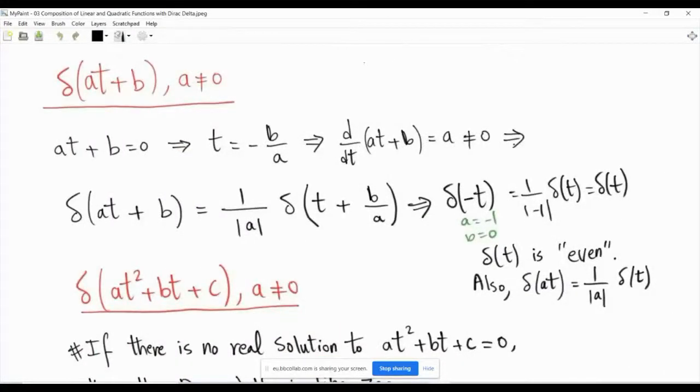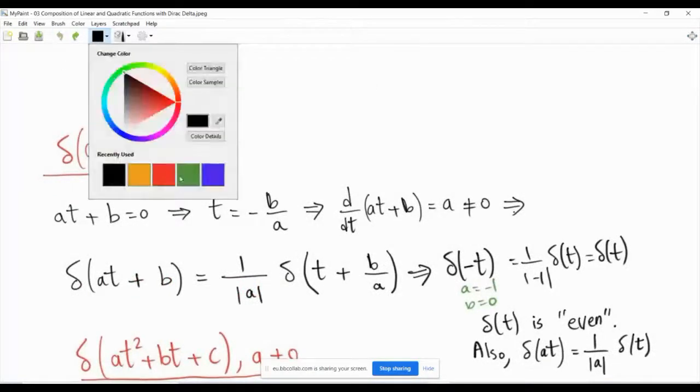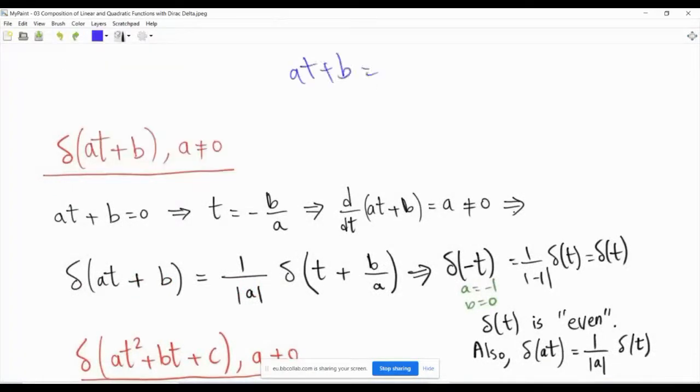So now what can we say about delta of at plus b? Now we have a linear function where a is not equal to 0. So at plus b is equal to 0. This is like phi of t now. It's equal to 0 at how many points? Just 1 point, at t equal to minus b over a.